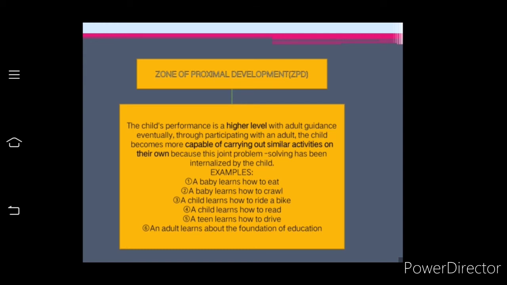So the baby can now learn how to eat, just like a baby learns to crawl, because, as I said earlier, you do it jointly. A child learns how to bike. A child learns how to read. A teen learns how to drive. An adult learns about the foundations of education. These learnings come from the adult, done jointly, and later on they are internalized by the baby or the learner.